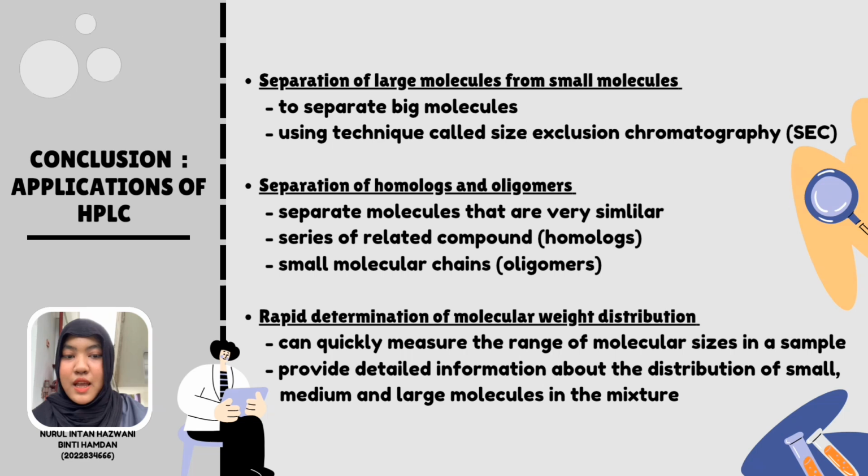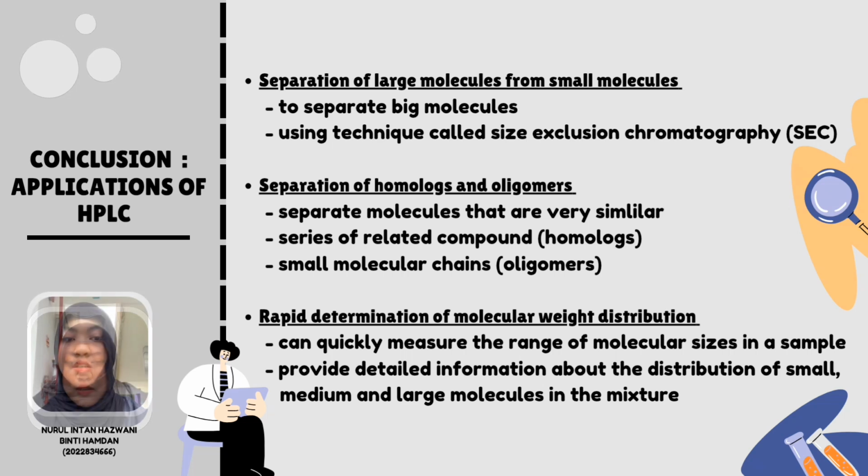The column in SEC acts like a sieve, where smaller molecules enter tiny pores and take longer to pass through, while larger molecules move quickly and elute first. This makes it perfect for isolating large natural products from small impurities.